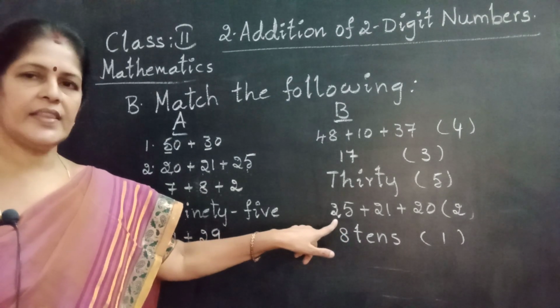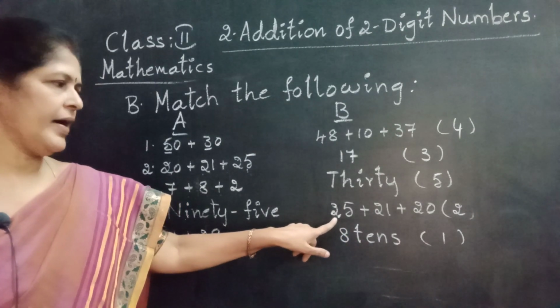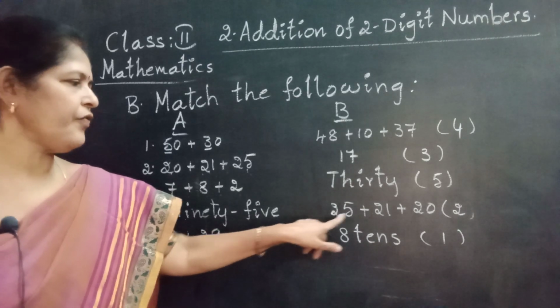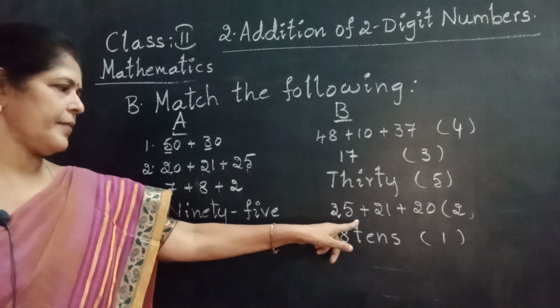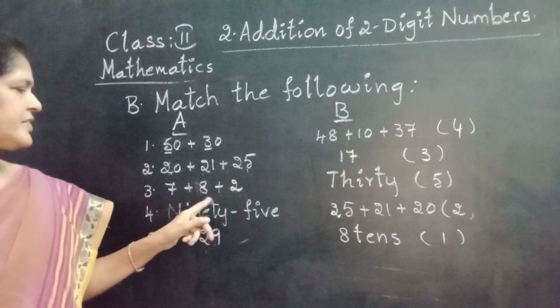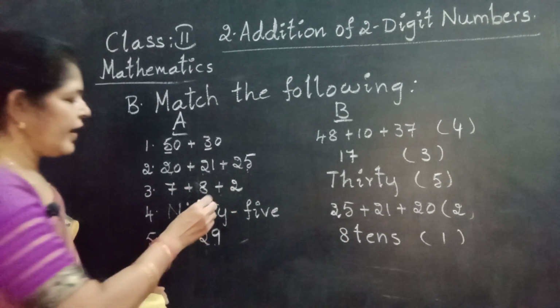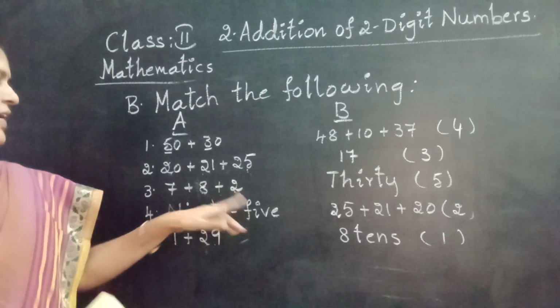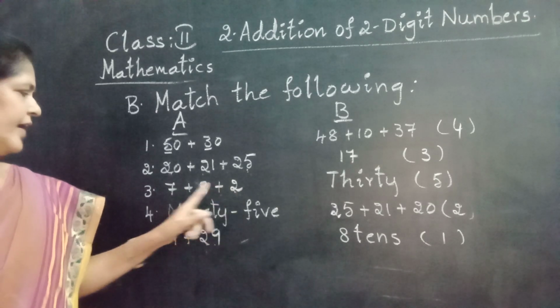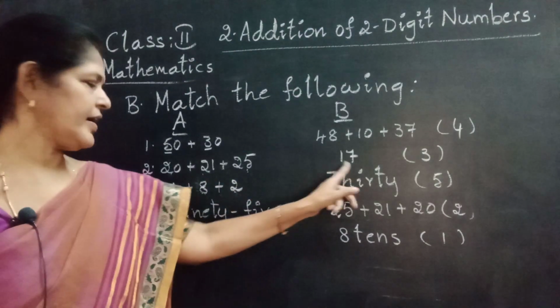Here the number given is 35. You write that number correctly. 25 plus 21 plus 20. Verifying addition concept. Next, 7 plus 8 plus 2. Here we combine these two numbers first. Then addition becomes easier. 8 plus 2, 10. 10 plus 7, 17.